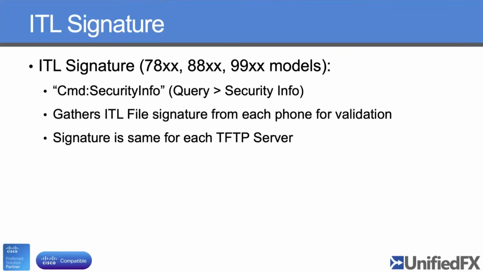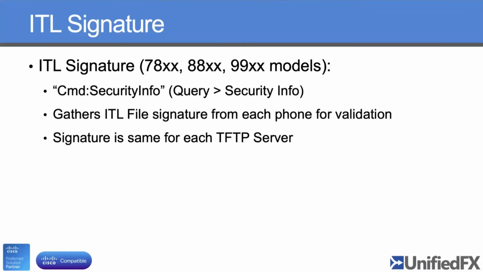The downside is they only added it on current phones at that point, which was the 7800, 8800 and 9900 series. So the older 7900 series, you cannot get an ITL signature from them, unfortunately, because they were past their update end of life cycle at that stage when Cisco decided to add this information. So we obviously take advantage of that. That's a separate command, CMD security info, or you can do it via the GUI as well. And that ultimately will query all that data. There's a separate column that holds all the ITL file signature, and you can just validate that.